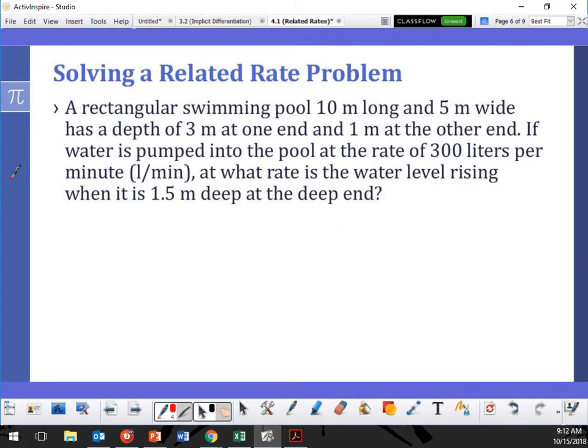All right, this is Calculus 2. This is the second part of related rates. Okay, so for this one right here: a rectangular swimming pool, 10 meters long, 5 meters wide, has a depth of 3 meters at one end, 1 meter at the other end. If the water is pumped into the pool at a rate of 300 liters per minute, how fast is the water level rising when it is 1.5 meters deep at the end?